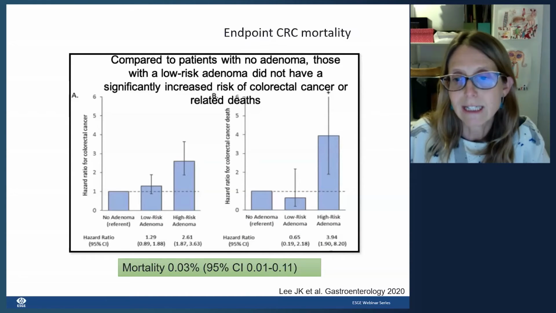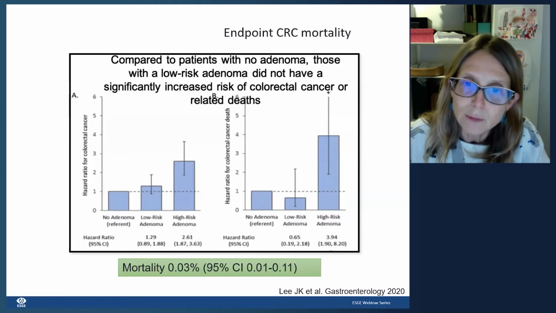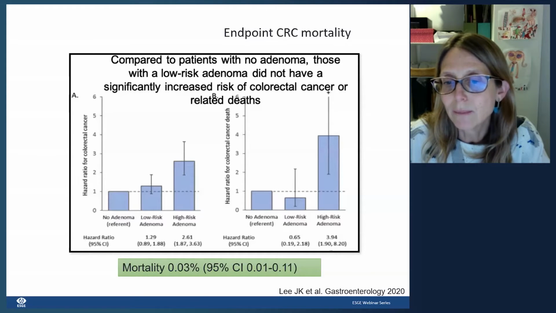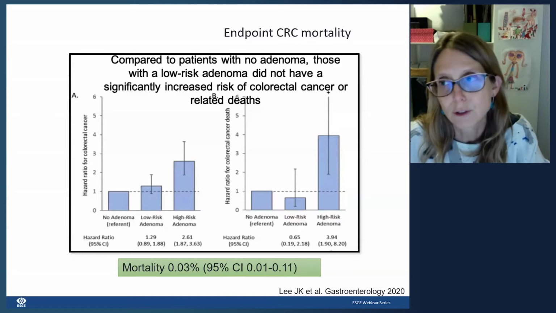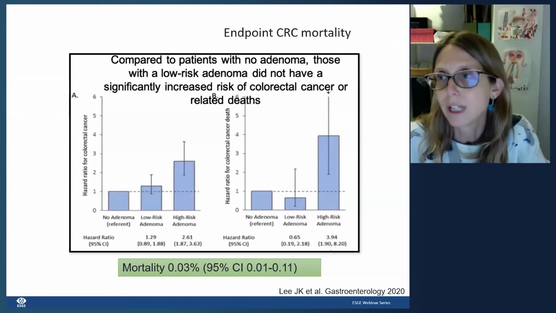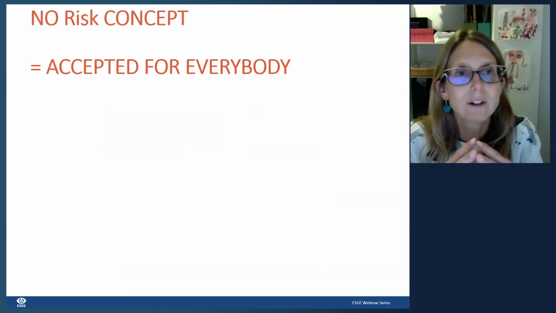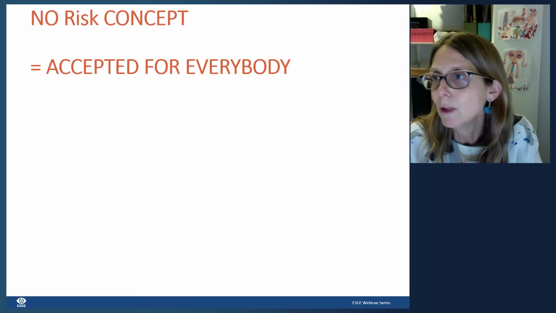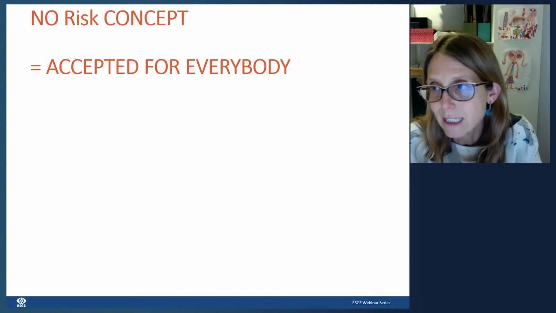This was incidence, and the same for mortality, as you can see here. When we look at mortality, those patients with low-risk adenoma have a lower mortality than the people with no adenomas. So it looks like having done this first colonoscopy and having removed the adenomas has a protective effect, and that those people don't need any other colonoscopy during their follow-up. So this concept of no risk is well accepted now with all the guidelines, all the societies, and there is consistent evidence in the literature.